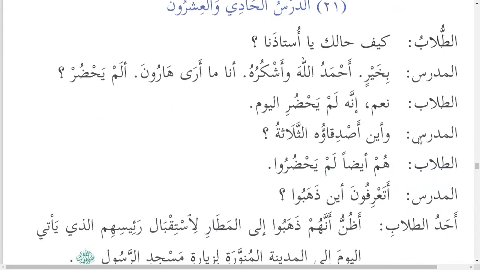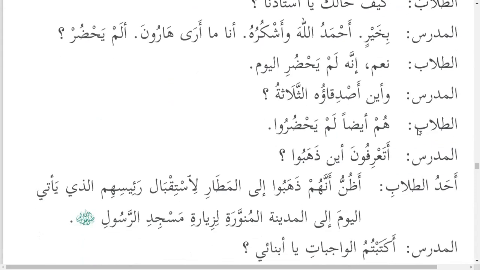Excellent. Al-mudarrisu, the teacher, wa aina asdiqa'uhu thalathatu. And where are his three friends? الطلاب هم أيضا لم يحضروا, they also didn't attend. Ayḍan, also, is one of the words in the Arabic language that is always used as mansub, as we can see here. For example, yesterday we talked about jiddan. Jiddan is similar, shukran is also used like this. And then we say ahlan wa sahlan wa marhaban.